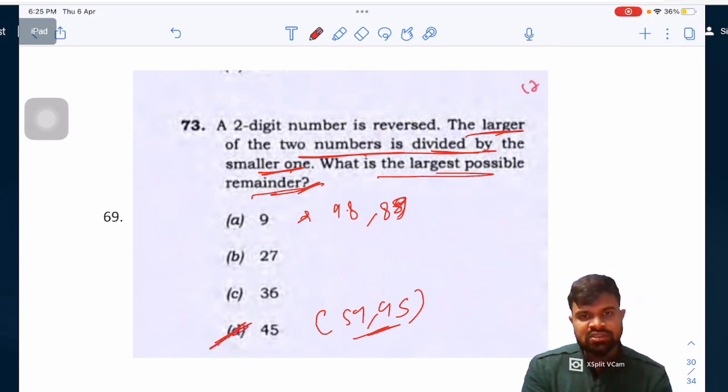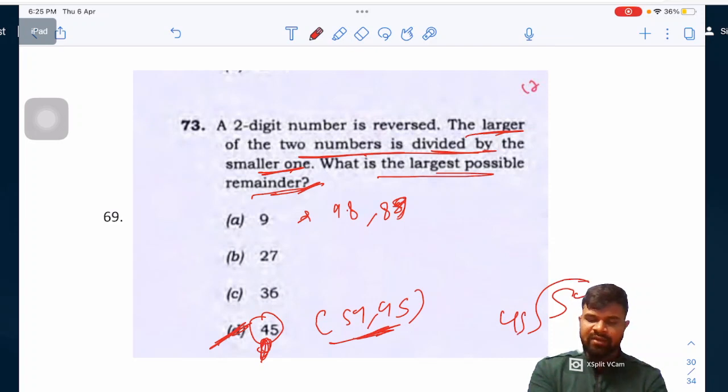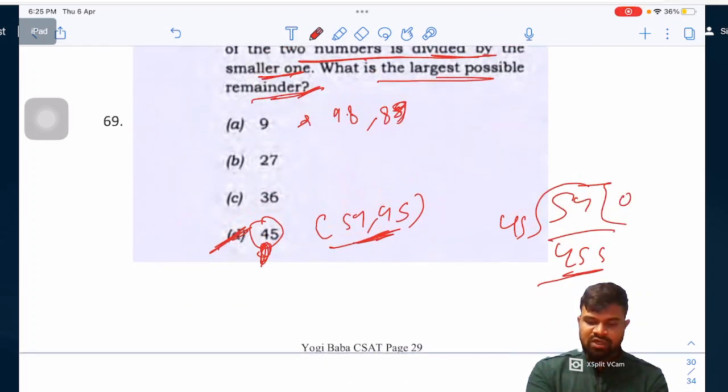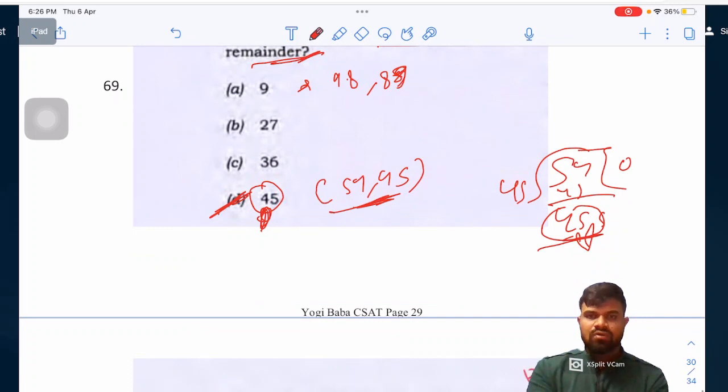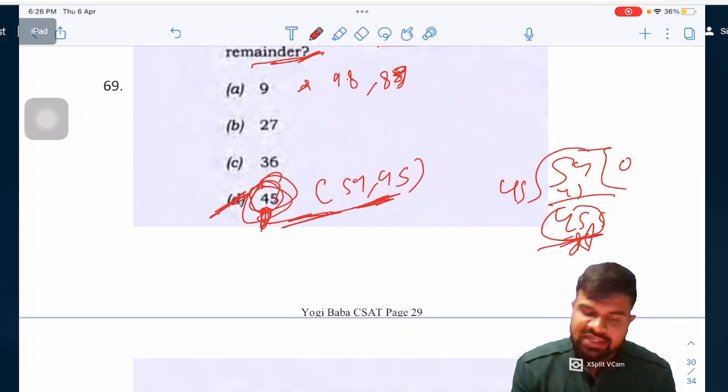The largest. So check the largest number, 45. Is it possible for any number, for 54 and 45? If 54 is divided by 45, the remainder is 45 itself. It will be 0 into 45 and the remainder will be 45 itself. Okay. So check the largest number and check for the possibility of that number. If that is possible, that is the answer.